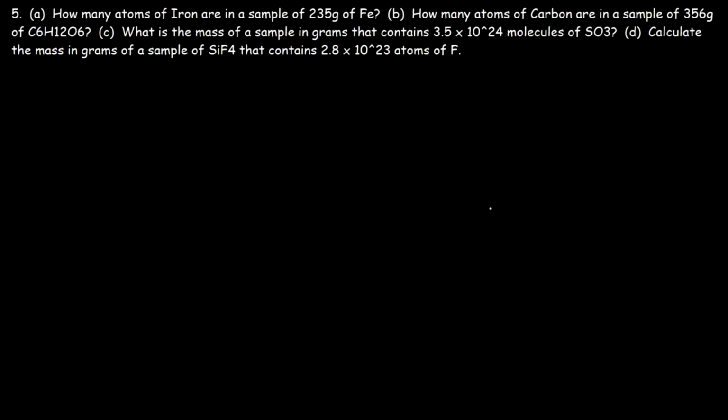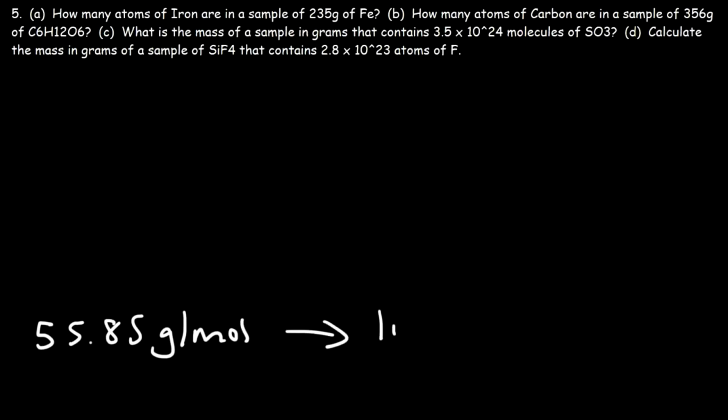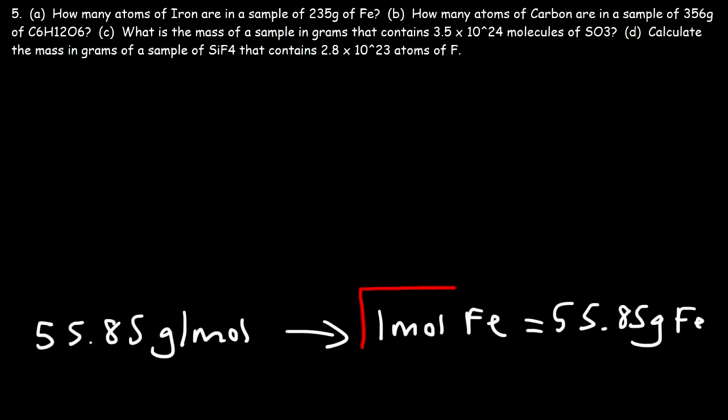Now the first thing we need to do is look up the molar mass of Fe. So using the periodic table, you should get 55.85 grams per mole. So what this tells us is that 1 mole of Fe is equal to 55.85 grams of Fe. So this is our first conversion factor that we need to use.